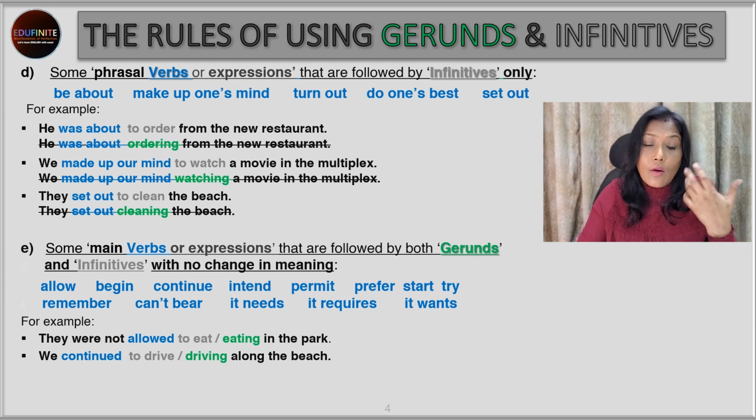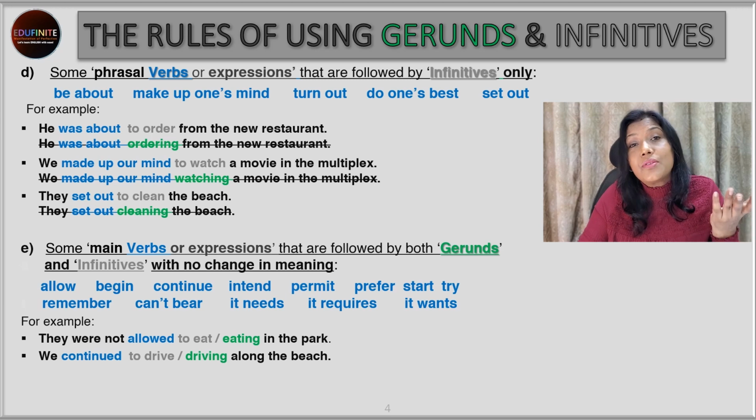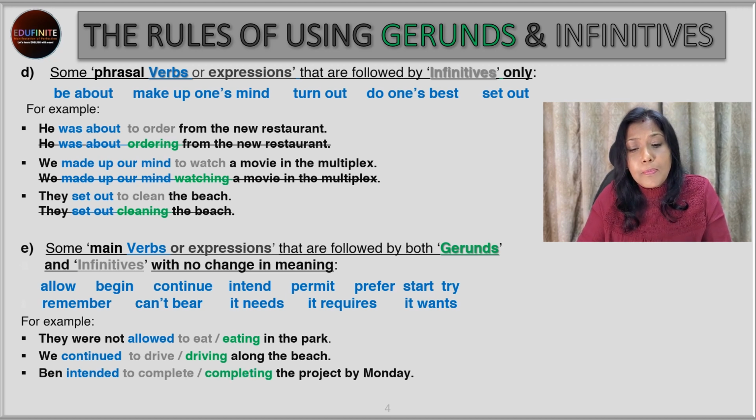Or we can also say, we continued driving along the beach. Both are correct forms. You can use either of it. Next. Ben intended to complete the project by Monday. This is right, as well as Ben intended completing the project by Monday. So both the forms, infinitive as well as the gerund form, are absolutely right for these type of verbs.